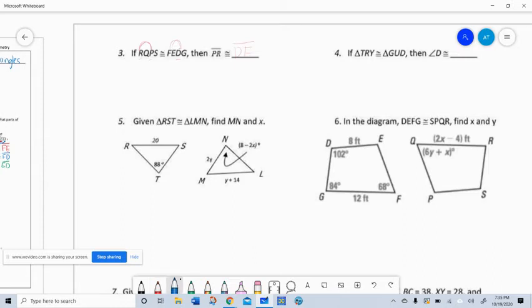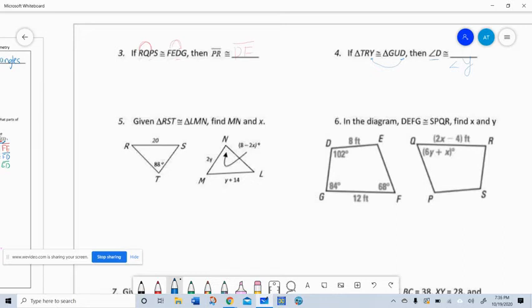In a similar way, over here, if we had TRY congruent to GUD, then angle D, that's this guy, would have to match up to the third point in the other one, which is angle Y. For some reason I can't write right there.